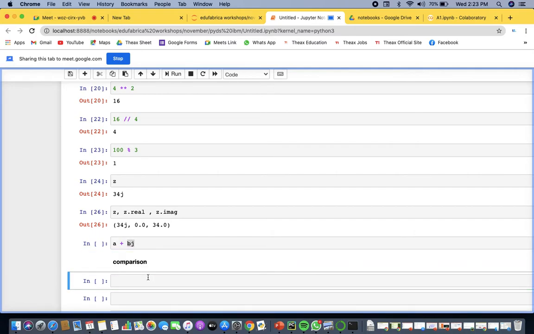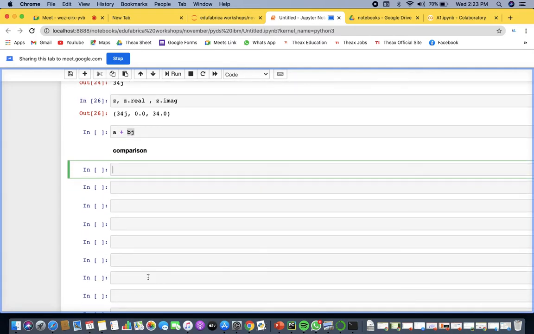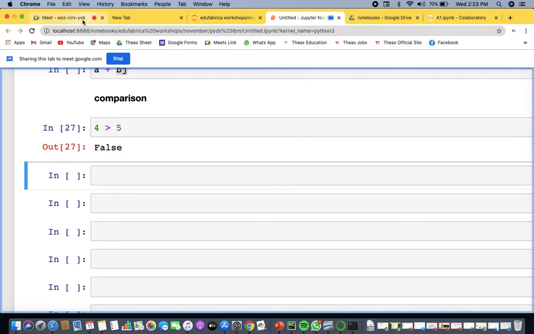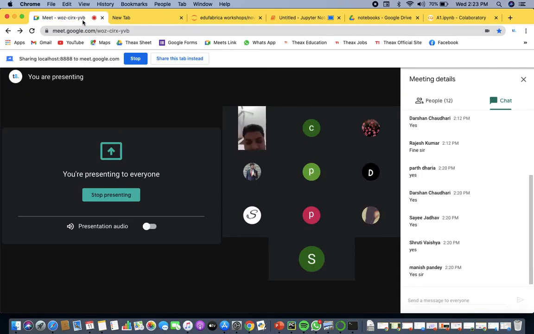Okay, so if I say 4 is greater than 5, obviously it is a false result. So comparison is going to give you results in Boolean, basically true or false, that's it. So you are going to get results as Boolean values.